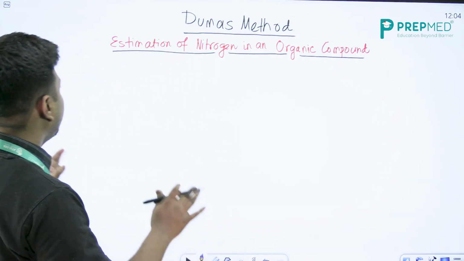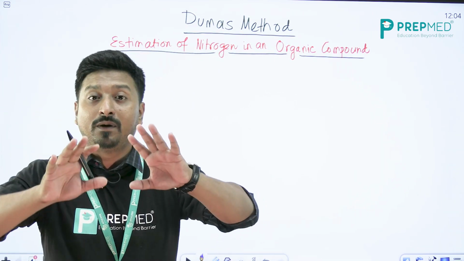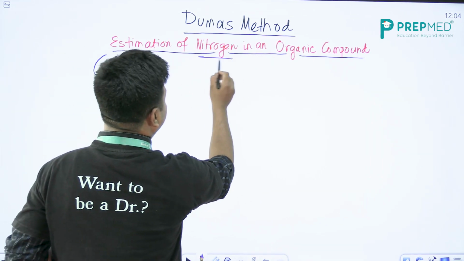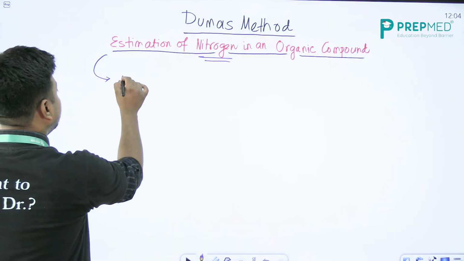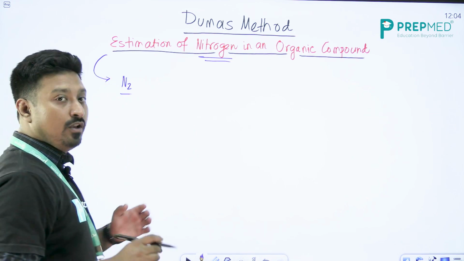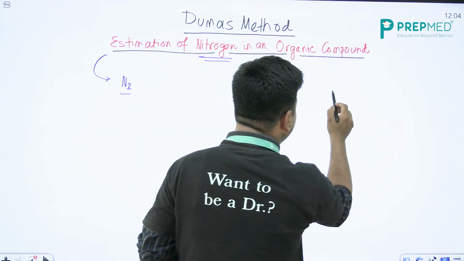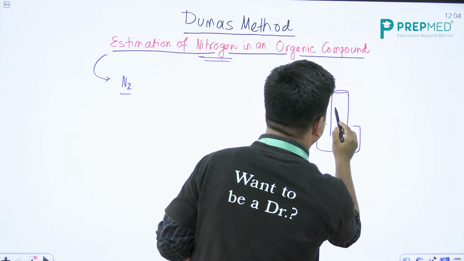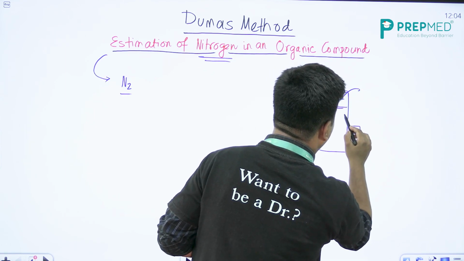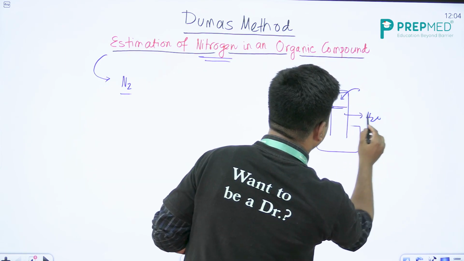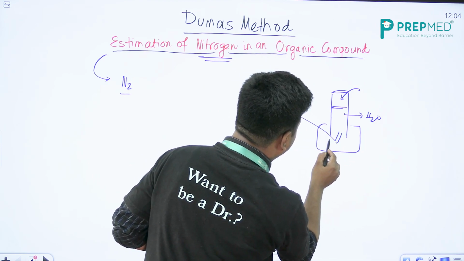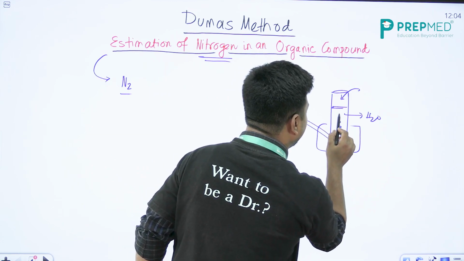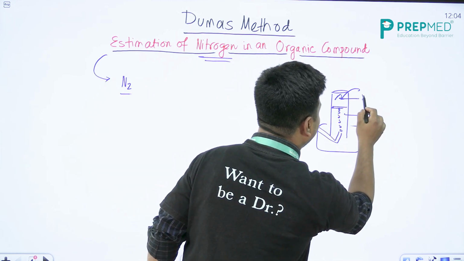Let's see. Now remember one thing: if I go by the basic logic, in case of the Dumas method, the nitrogen is generally estimated as molecular nitrogen. Let's say this is the nitrogen collector, and this is the water here, H2O, and via this pipe the nitrogen gas is coming. So what will happen? The nitrogen gas will slowly go and here it will be captured.